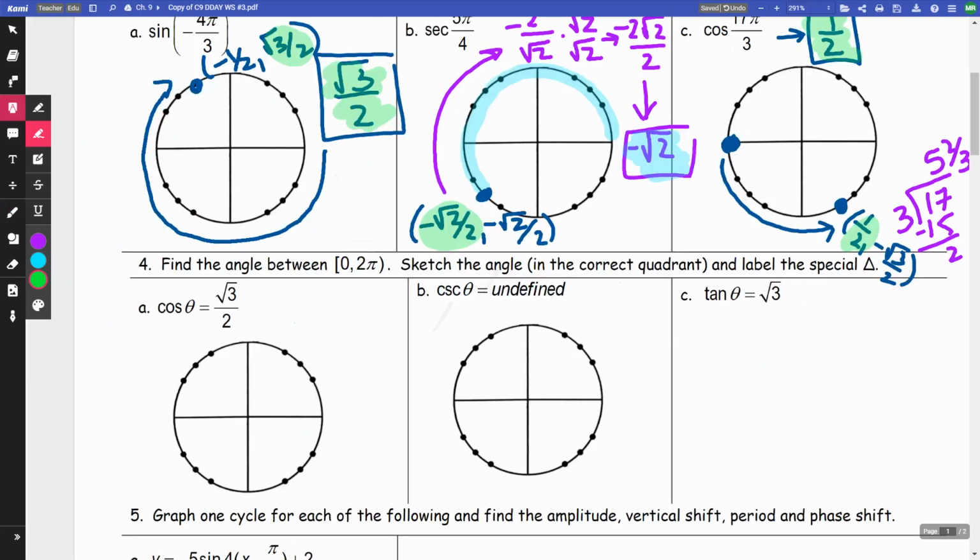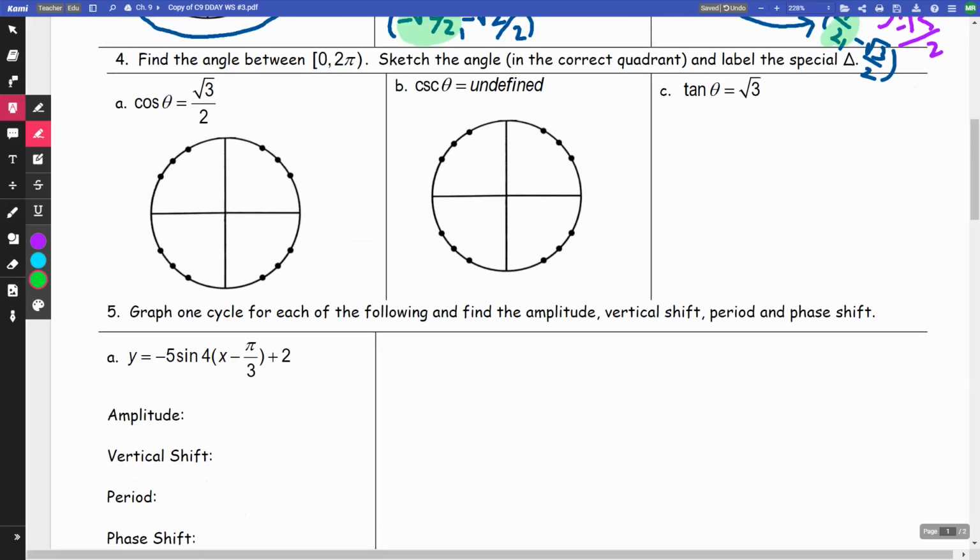On the next section, for these ones, what we want to do is figure out the possibly two angles. So my cosine is positive in these two quadrants, and my cosine is my x. So I'm looking for long comma short. So I'm going to be here and here. So that's going to be pi over 6 is one answer, and 11 pi over 6 is my second.